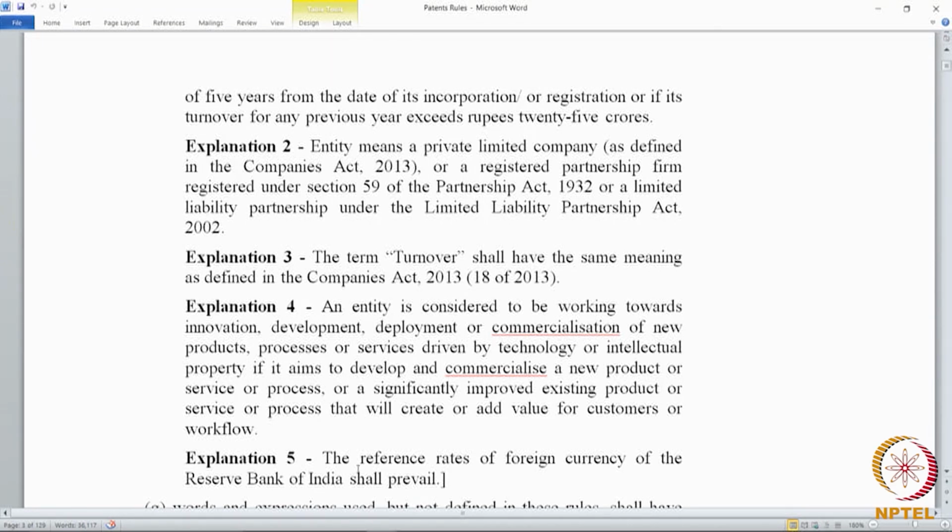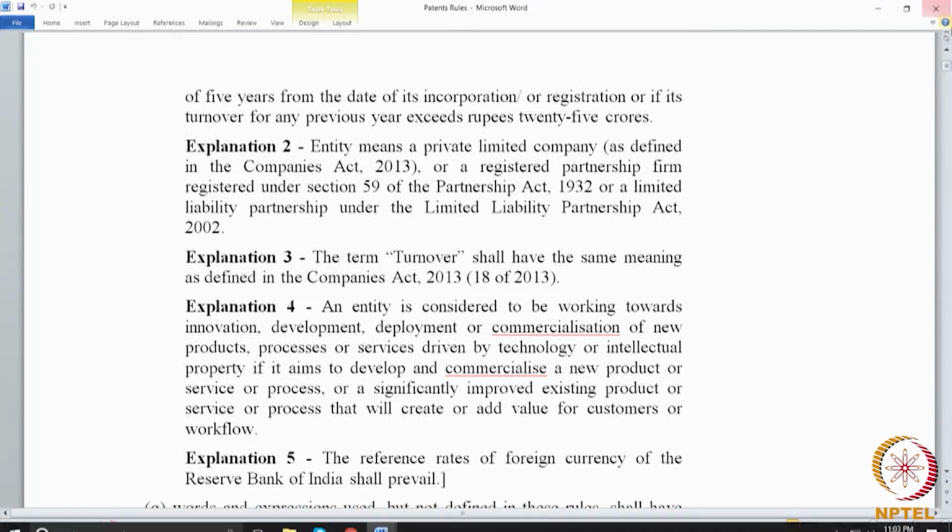Explanation 5, the reference rate of foreign currency of the Reserve Bank of India shall prevail. Now, if there is a startup which is a foreign entity, or entity that has some operation in a foreign country, foreign entity still will have to be registered under one of these acts, because that is when it will be regarded as an entity. But if the turnover is in, say, US dollars, then the reference rate for foreign currency of the Reserve Bank of India will apply to see whether they have exceeded the 25 crore turnover mark.